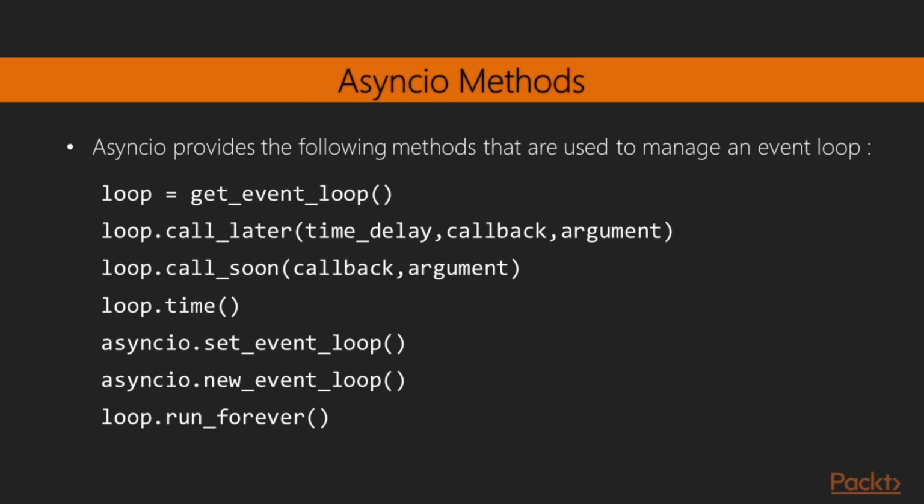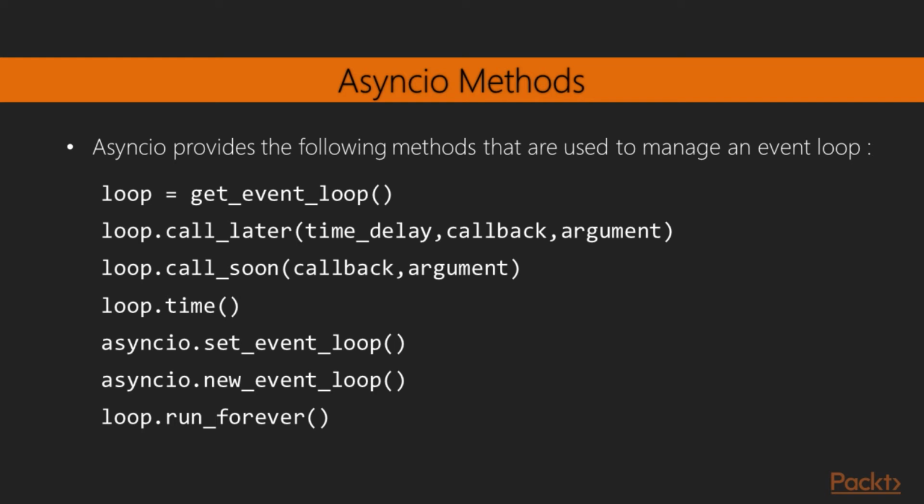asyncio provides methods that are used to manage an event loop, which are: 1. loop = get_event_loop(). Using this, you can get the event loop for the current context. 2. loop.call_later(time_delay, callback, argument). This arranges for the callback that is to be called after the given time delay seconds.